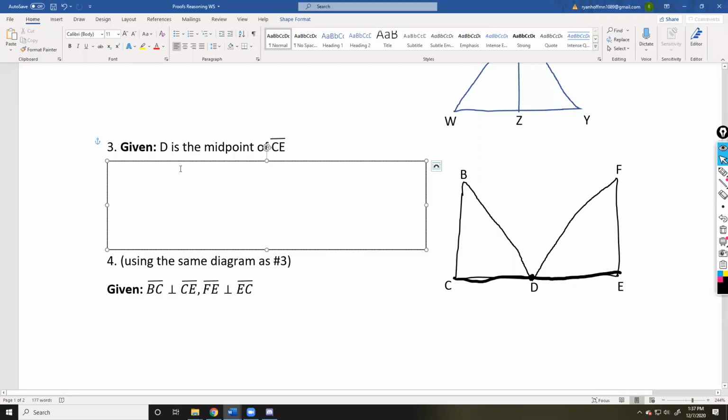So this sentence is going to be shorter here because I'm only looking at one single piece of information. So, because D is the midpoint of segment CE, we're given D as the midpoint. Well, what does the midpoint do? The midpoint is the point in the middle of the segment. So what is it doing to C to E? It's splitting C to E in half.